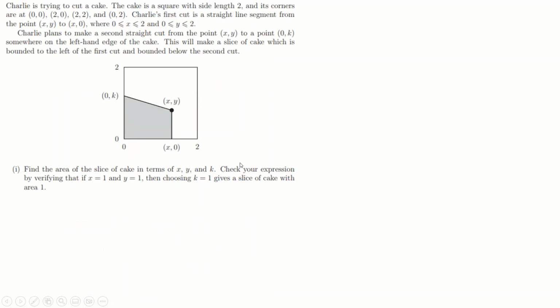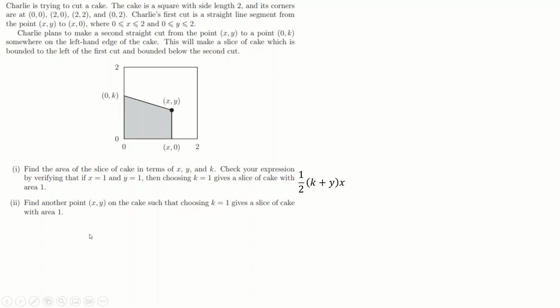This is quite a nice question here. It's about cutting a square cake, because apparently context is important in maths. What's the area of this slice in terms of x, k, and y? Well, I did year 8 maths, so I know if this is k, this is y, and this is x. The area of a trapezium is half y plus k times x. So yeah, sure, I can do that. I can verify it as well because I can substitute 1 into things.